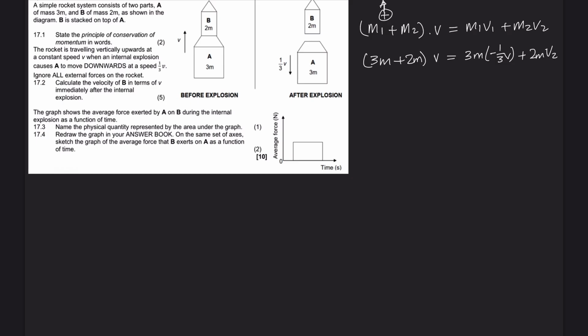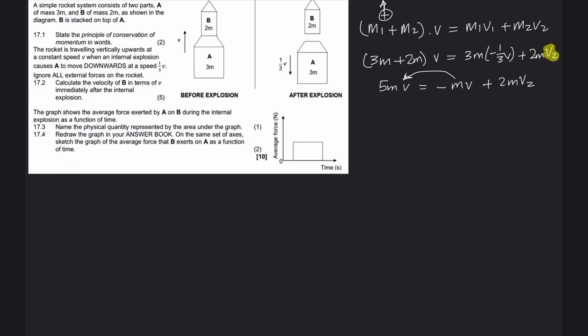So v2 is the final velocity, and remember, v2 is what we want. So we need to simplify and then take everything over. 2m plus 3m is 5m v, and that's equal to 3m multiplied by minus 1 over 3 v, which is minus mv, and then plus 2m v2. Keep in mind again, v2 is what we want. So we can take minus mv over.